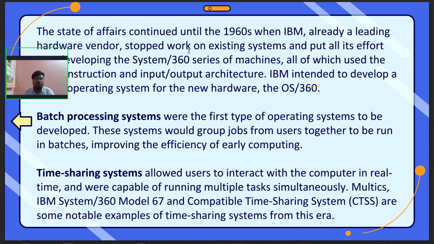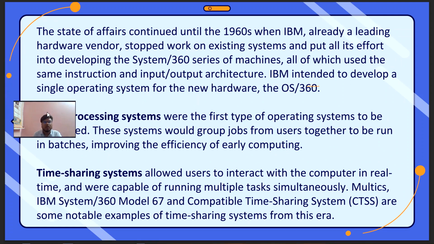The state of affairs continued until the 1960s, when IBM, already a leading hardware vendor, stopped working on existing systems and put all its efforts into developing the System/360 series of machines, all of which use the same instruction and input-output architecture. IBM intended to develop a single operating system for the new hardware, the OS/360.